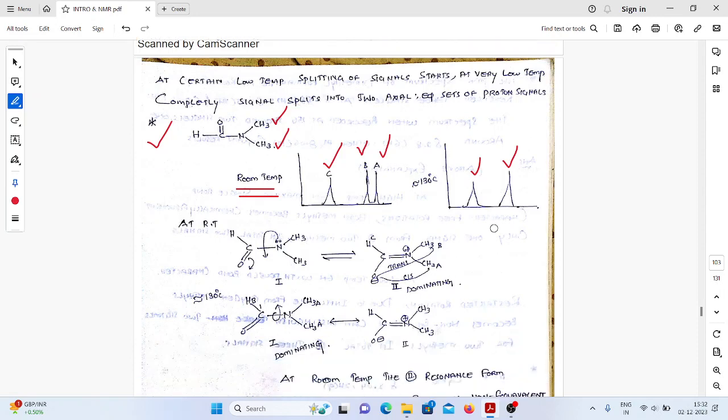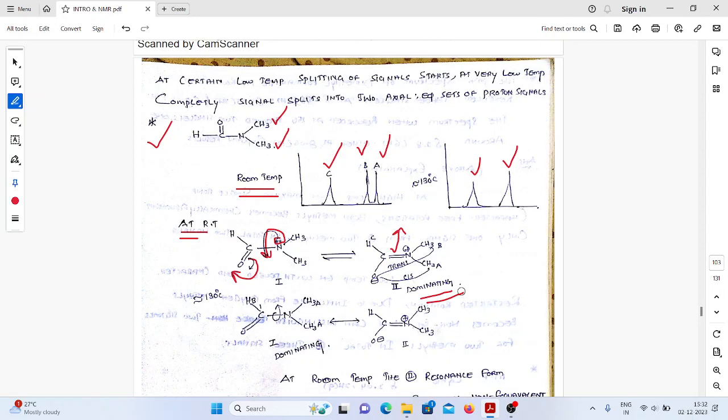See the reason. At room temperature, the lone pair electrons present on the nitrogen atom are involved in delocalization. Because of the delocalization, the carbon nitrogen single bond is converted into a carbon nitrogen double bond at room temperature. That's why at room temperature the second structure is predominant in nature.